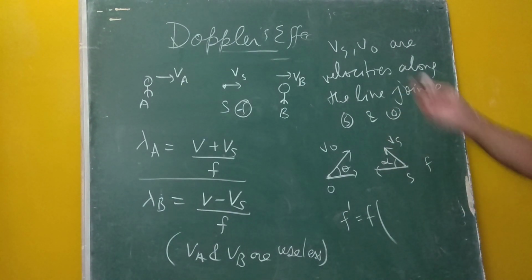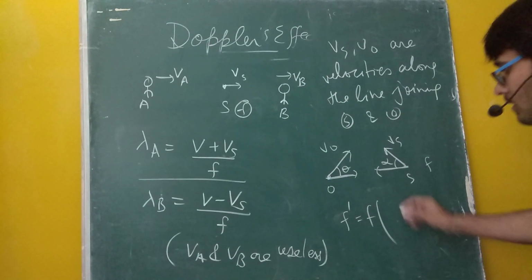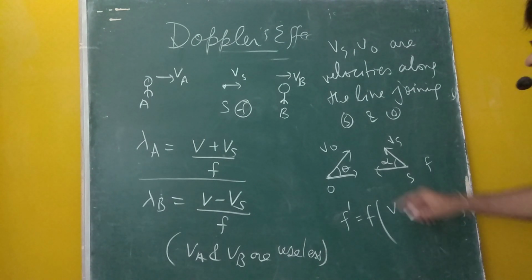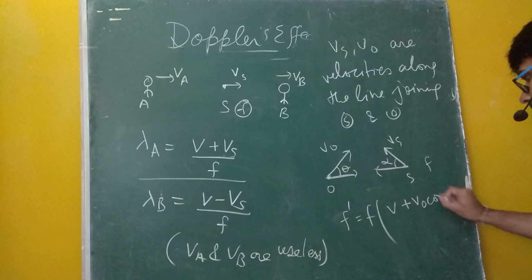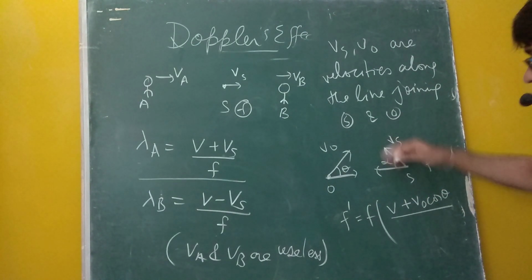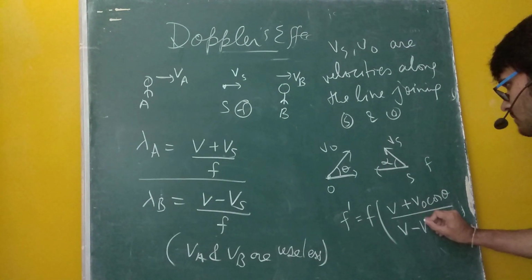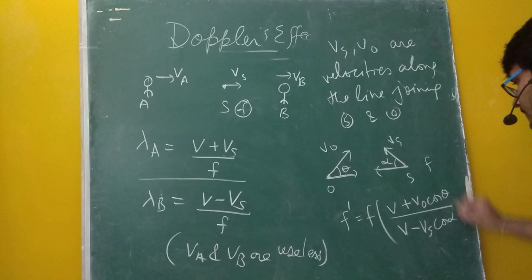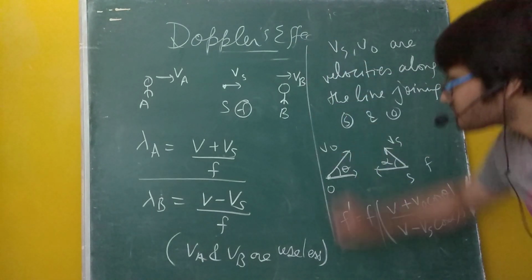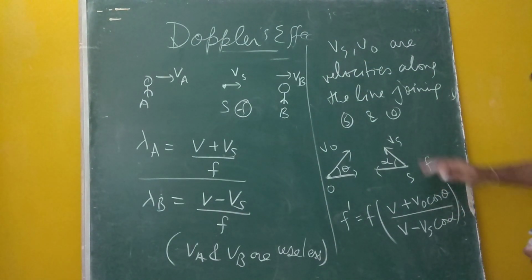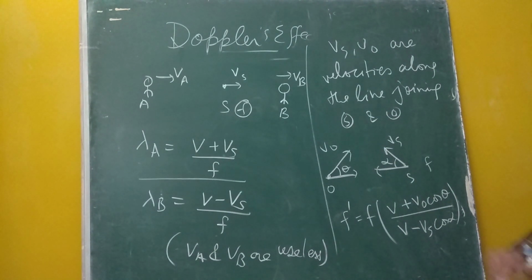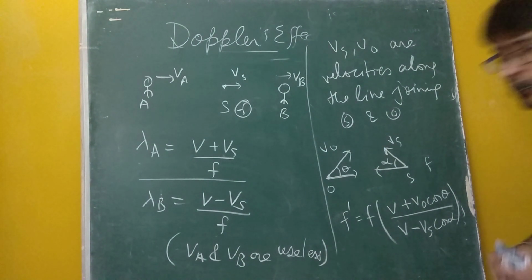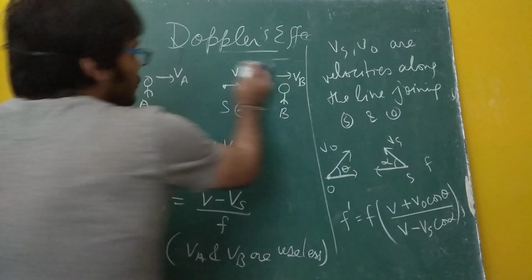Now directly we can apply the Doppler effect formula, shift formula. What it will be? V, observer is moving towards, so plus VO cos theta, divide by source is moving towards, so V minus Vs cos alpha. Okay. So this you can just write as a note. If velocities are not along the line joining O and S, that's what we do. Okay. One more example I'll give you based on this.